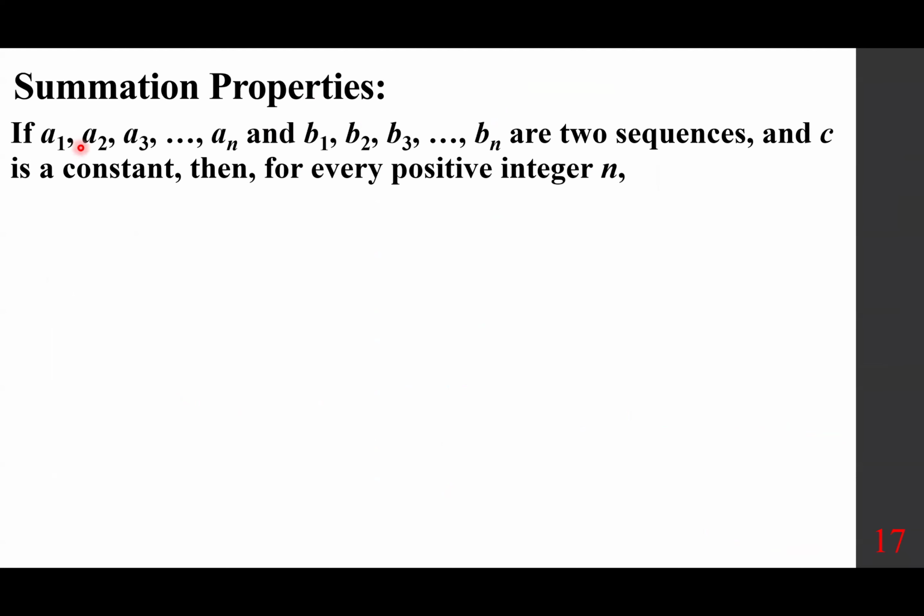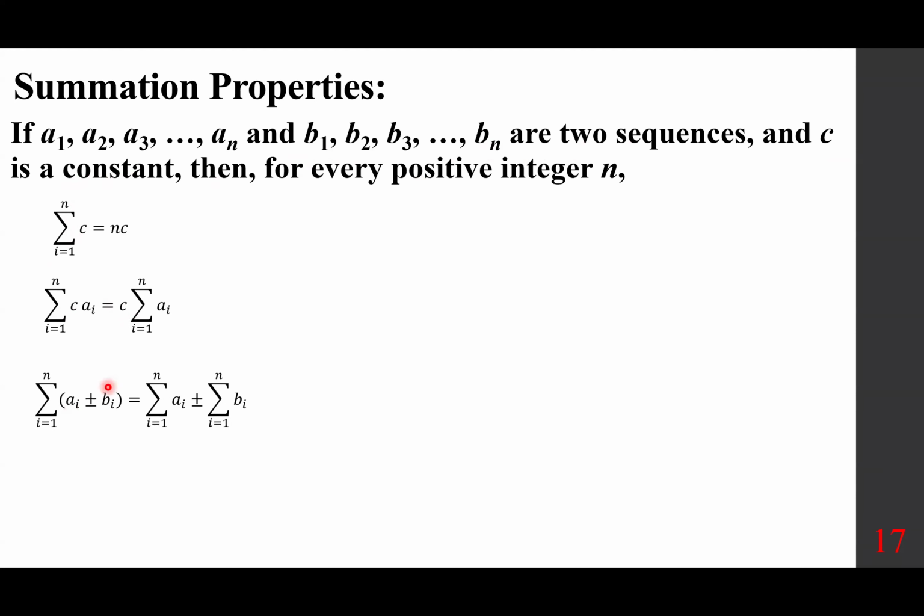Summation properties: if a sub 1 all the way to a sub n and b sub 1 all the way to b sub n are two sequences, and c is a constant, a number, a multiplier, then for every positive integer n, the summation of c is n times c, because you go from i equals 1 to n. If you have c times a sub i, you can take it outside the summation. If you have the summation of a sub i plus or minus b sub i, you can separate them into two. Sum and difference.